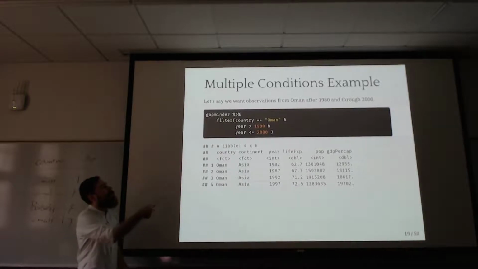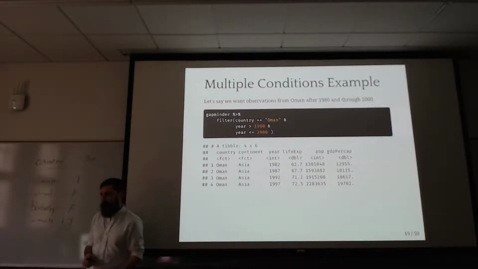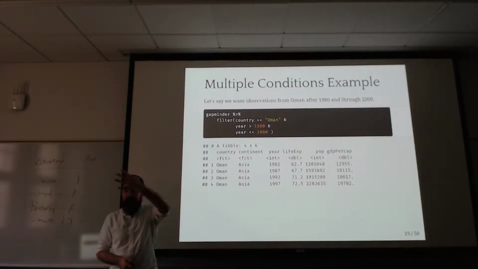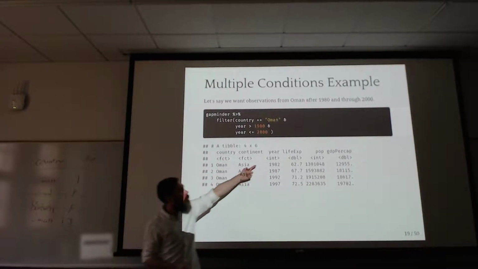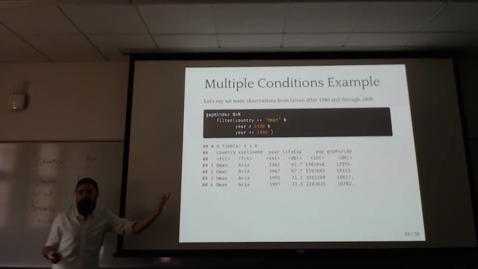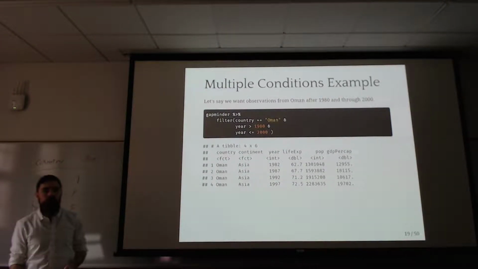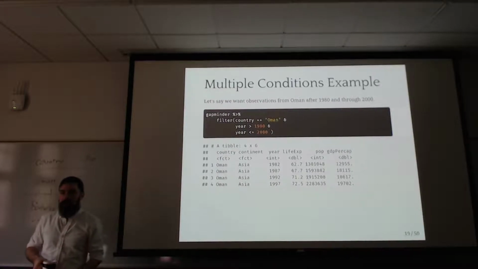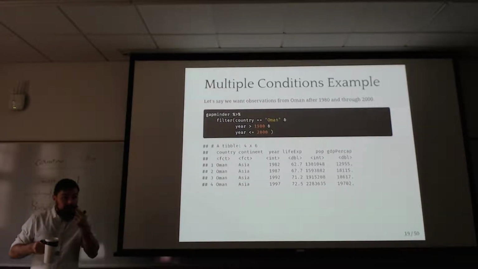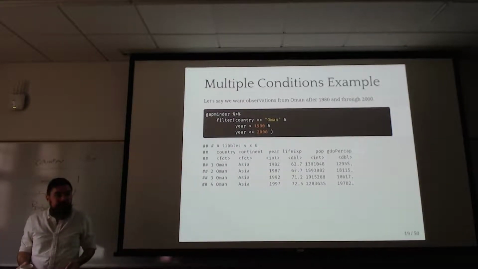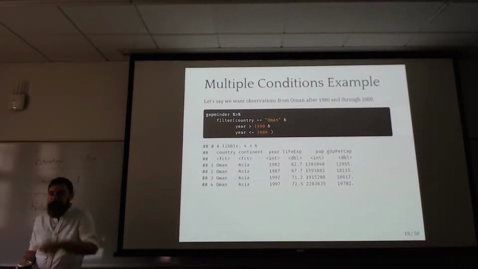So you can just chain together logical conditions inside a filter. What do we get? The four observations of Oman after 1980 and up to the year 2000. It doesn't affect the columns in any way. We get every single one of the columns that were there originally. Does that make sense? Any questions? Yeah.